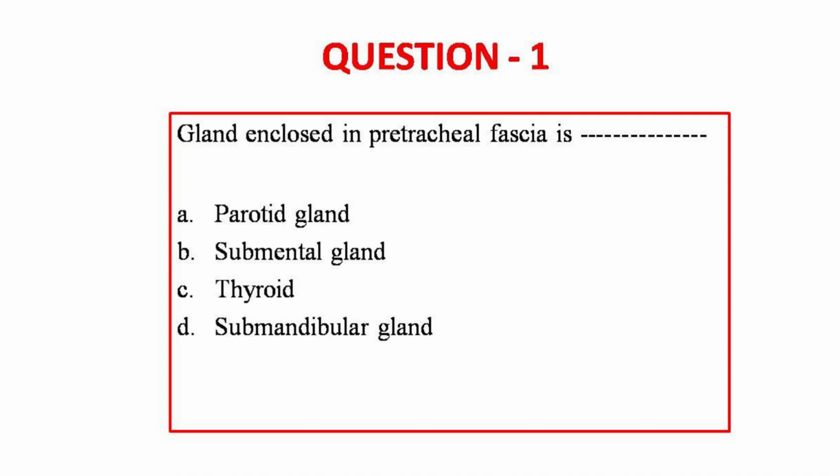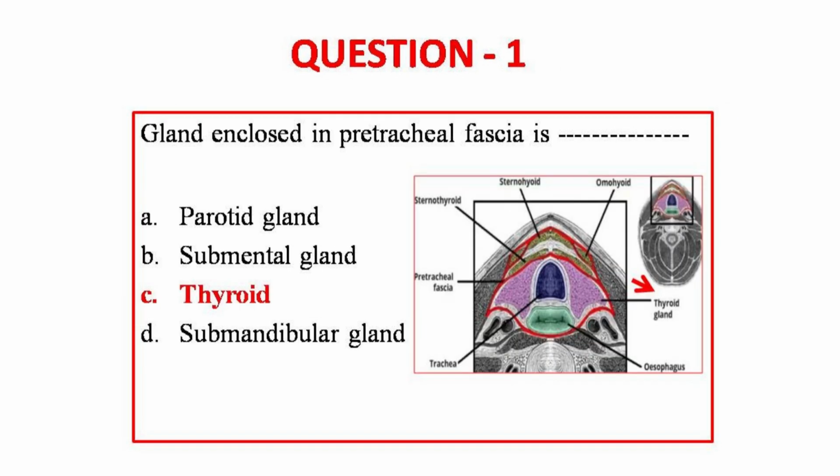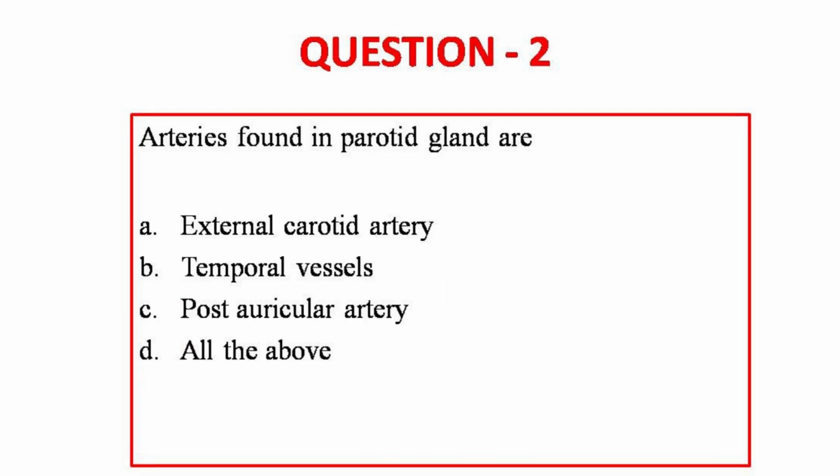So let's start. The first question is: the gland enclosed in the pre-tracheal fascia is, they've given us 4 options: parotid gland, submental gland, thyroid, and submandibular gland. The answer is the thyroid gland. You can see in that picture the pre-tracheal fascia, the pink color. Inside that, you can find the thyroid gland. So the thyroid gland is the answer.